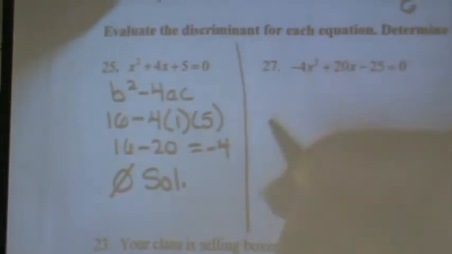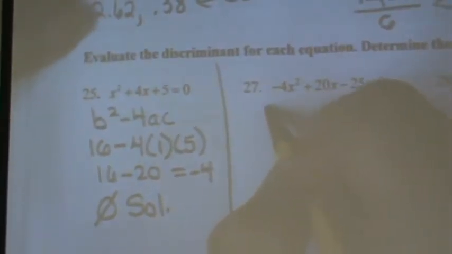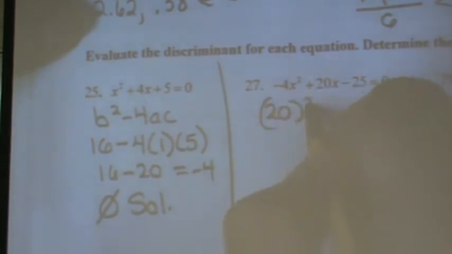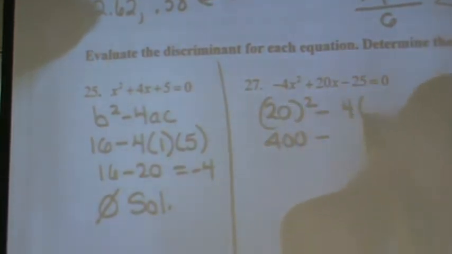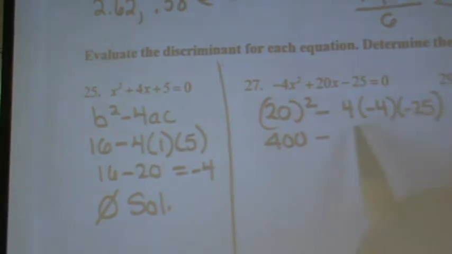The next one. The b value is 20, so 20 squared, that's going to be 400, minus 4 times negative 4 times negative 25. So we're going to have definitely a negative because we have 3 negatives here. We've got 16 times 25, which is 400. 400 minus 400 is 0.